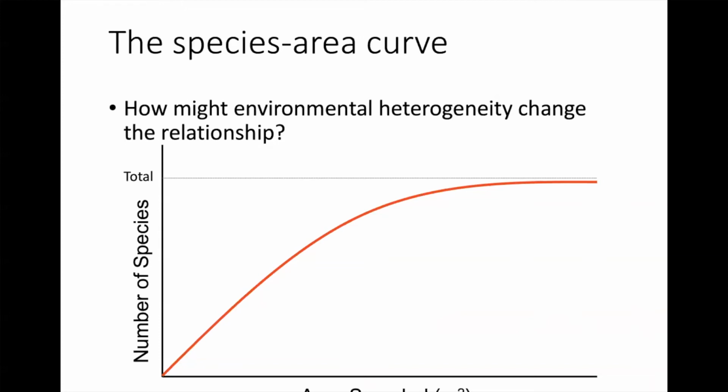Yeah, so good point. So if there's less heterogeneity, then you might expect that initial slope to be more shallow if it's a more even community.